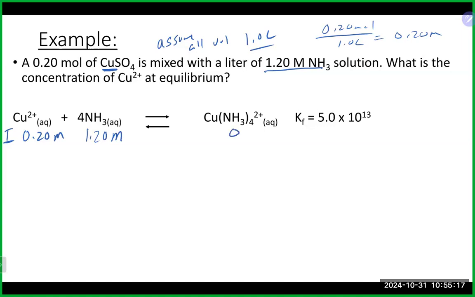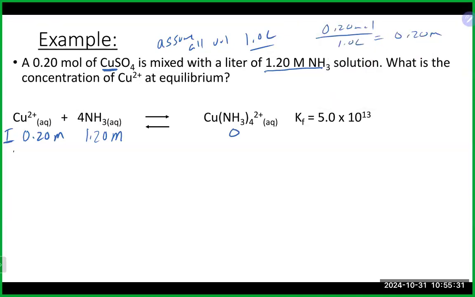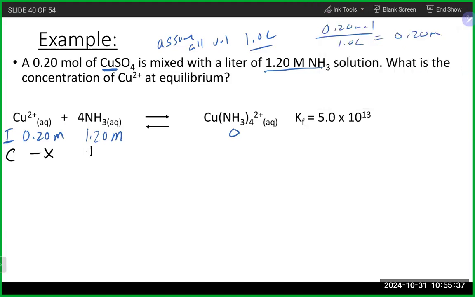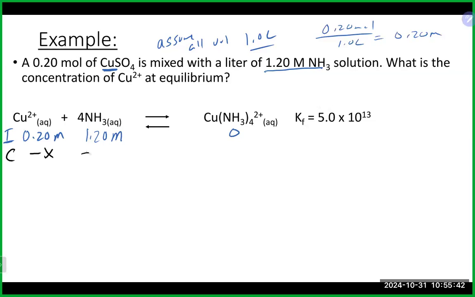Now, normally when we do these sort of ICE tables with molarity, we typically use x's to do the change part. So normally what we would do is roll through this ICE table and say, okay, the change is going to be minus x. Minus 4x here, and plus x on this side, again taking in their coefficients.